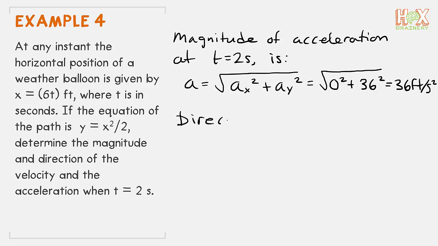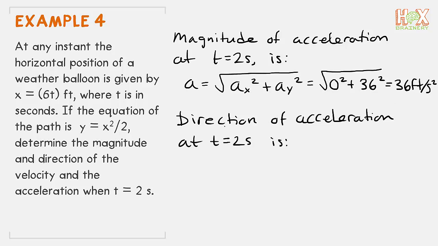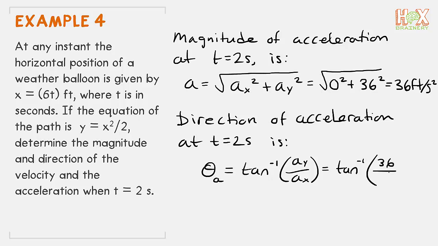And then the direction of the acceleration at t equals 2 seconds is theta, and I'll use subscript a here, equals inverse tangent, this is 36 over 0, which is just your 90 degrees.